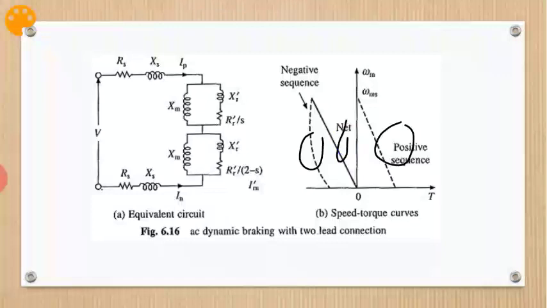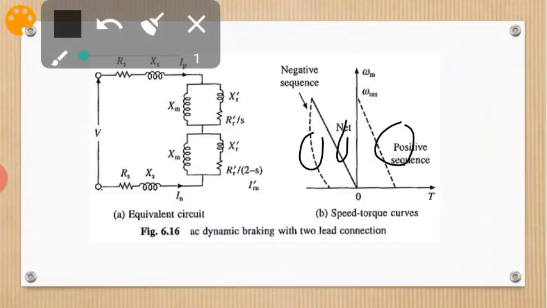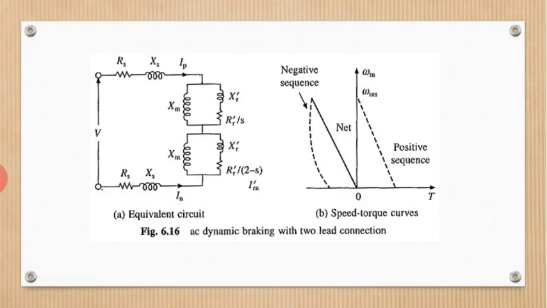As the rotor resistance required is large, dynamic braking of an induction motor can only be used in wound rotor motors. So here we obtain the dynamic braking with the 2-lead connection. And one more thing is that dynamic braking of an induction motor can only be used in wound rotor motors because the external resistance is added in the rotor circuit.